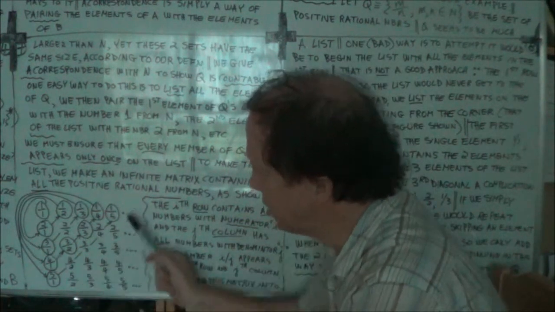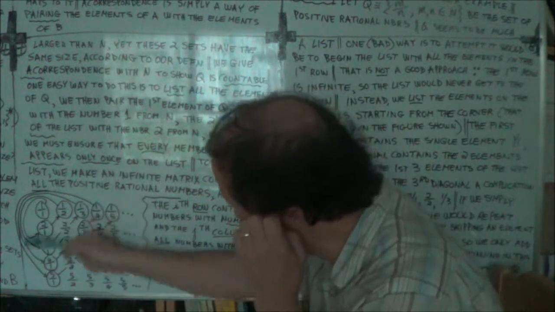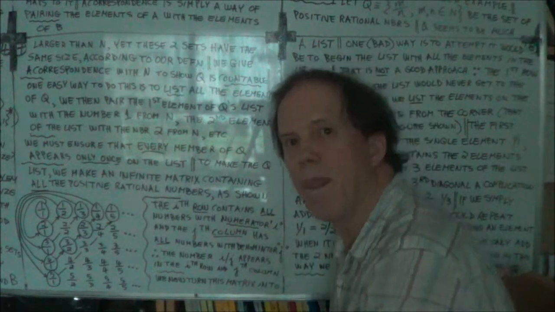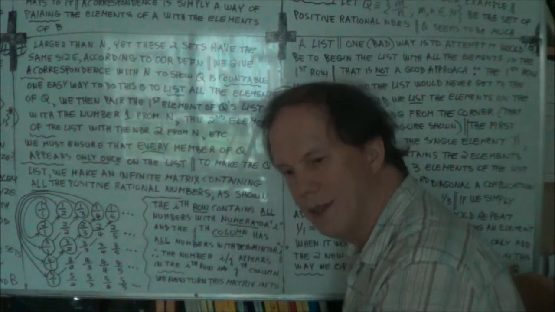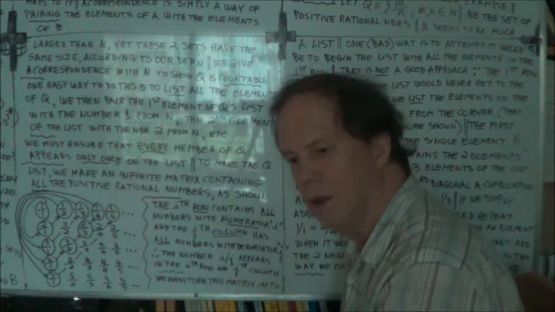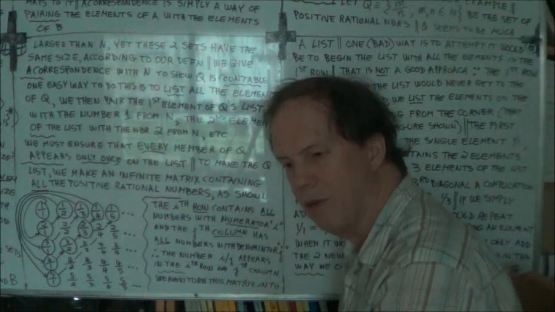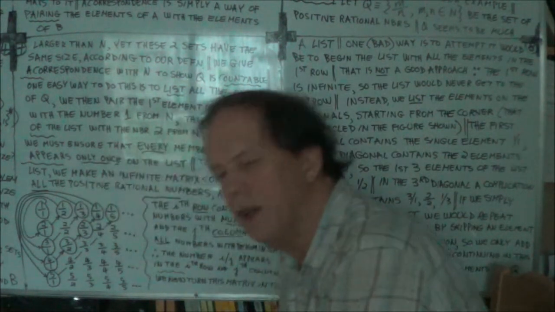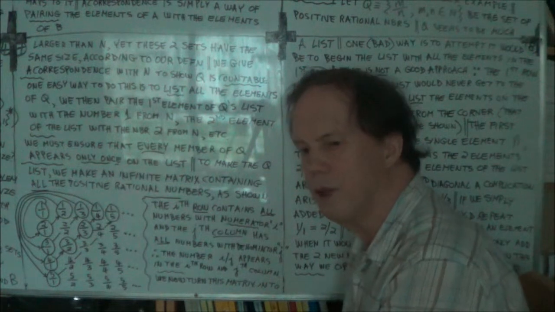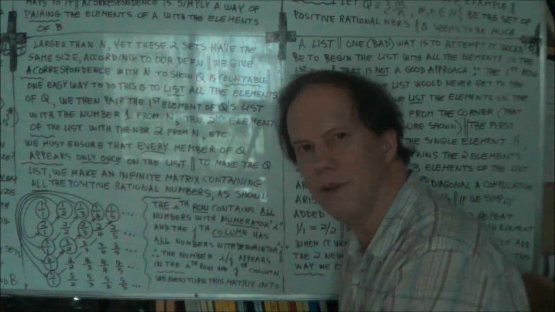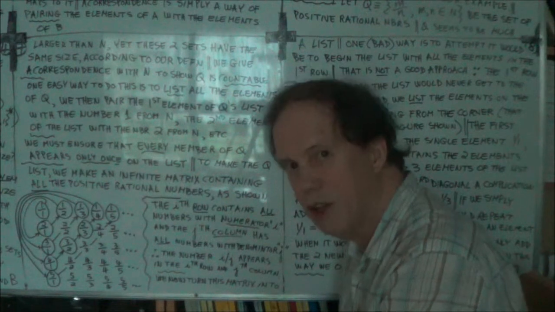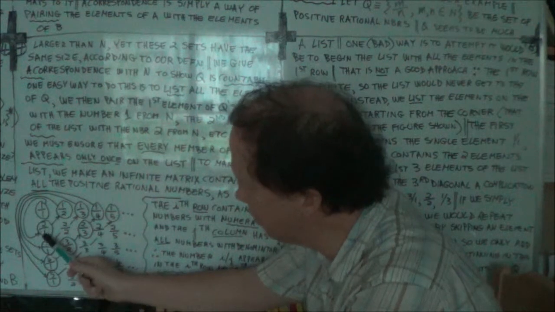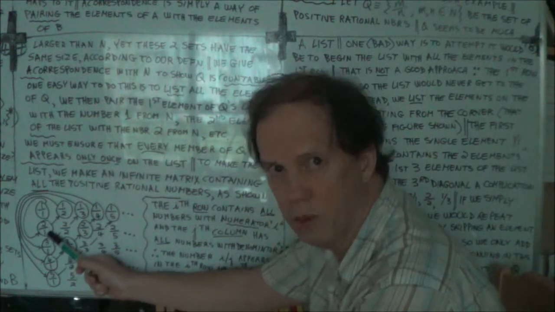So can you see that by doing this diagonal technique, diagonalization, we now have a list of all positive rational numbers. Only one copy of each element in that list, and so then we can easily pair those off with the natural numbers. Right? The first one on the list, we just pair that off with 1. The second one on the list would be 2 over 1. We pair that with 2.